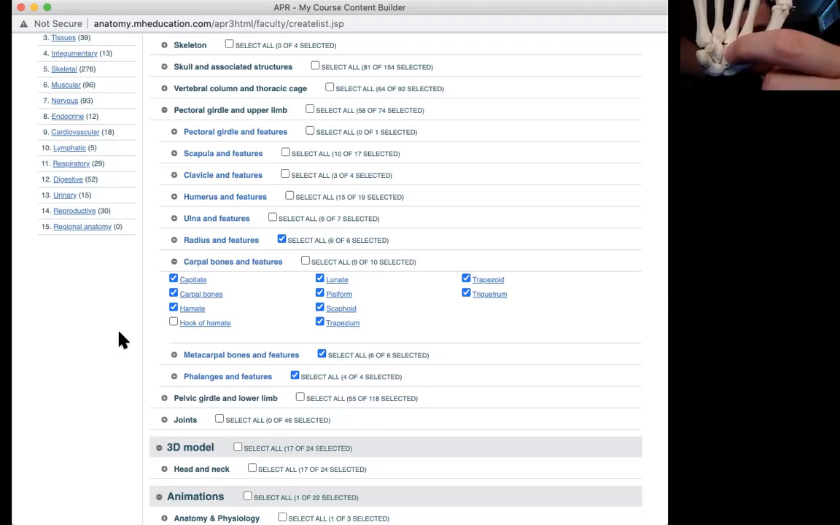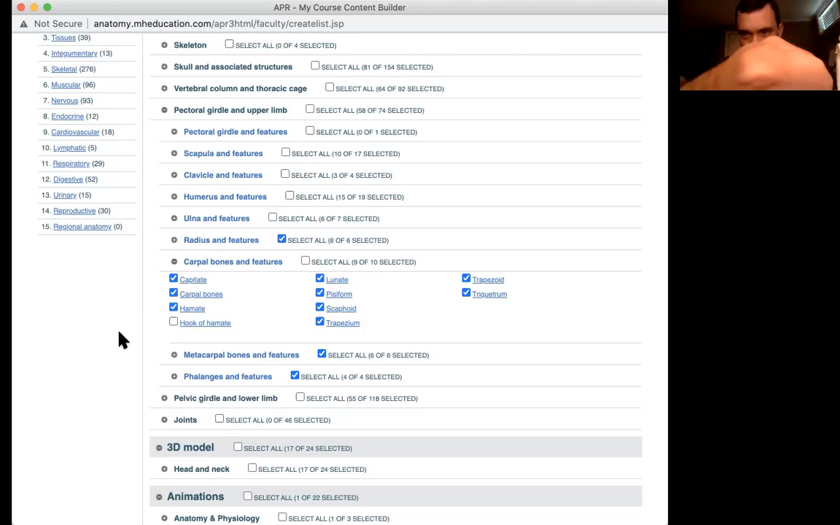The next one is capitate. I got my finger right on it, right there at the end of my fingertip. And then lastly, this bone right here has this hook on it. Hook of the hamate. Well, you don't have to identify the hook of the hamate, but it's the hamate bone. It looks like a hammer because it has a little handle that you can hold and whack.